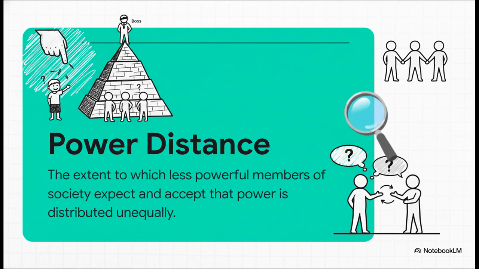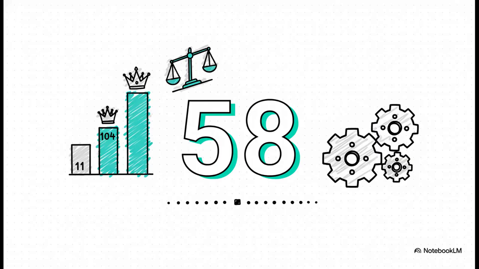In high power distance cultures, hierarchy is just a fact of life. You expect the boss to be the boss, and you don't really question authority. But in low power distance cultures, people expect to be treated more as equals and want to have their opinions heard. So where does Taiwan land?